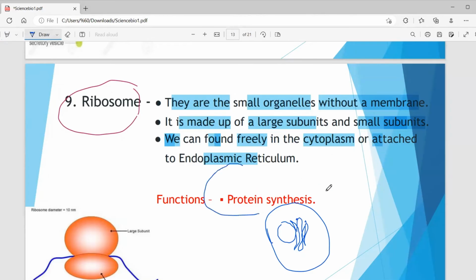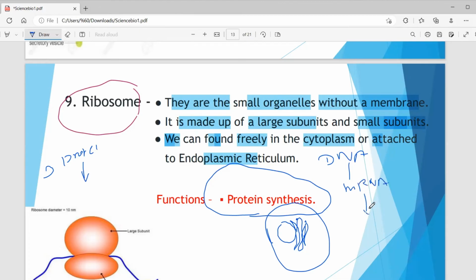Mostly, ribosomes help with protein synthesis, right? What is protein synthesis? During transcription and translation, DNA goes into mRNA, and mRNA goes into protein. DNA into mRNA, messenger RNA.